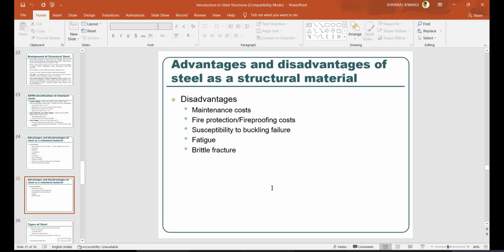And one more thing: steel structures are costly compared to any other type of structure. This is one of the disadvantages. Why? Because when you compare RC and steel structure, for one cubic meter of construction, or for any one structure, the steel structure is high cost. We only have to bear the cost. That is one we can take as a disadvantage.